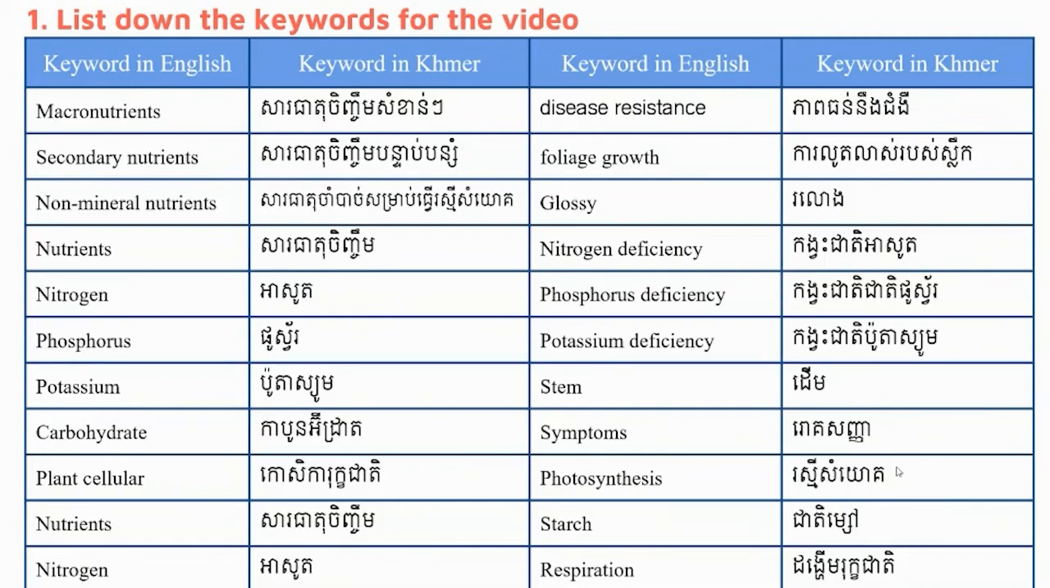Photosynthesis. Starch, the starchy substance in plants, like rice or potatoes, which contain starch. Respiration. So the first question is finished. You can screenshot this key vocab also, and then you will answer the next question.